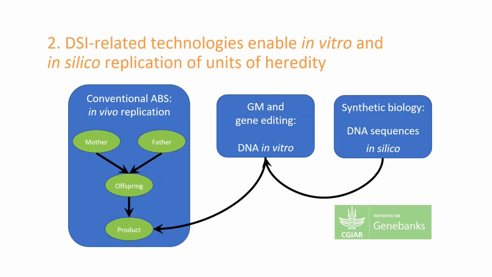Then we have in vitro and in silico replication of units of heredity. Here I'm referring to genetic modification and gene editing, which enable in vitro replication. And with synthetic biology, we can go a step further, replicating units of heredity on computer disks before recreating DNA and incorporating that into material products. Actually, I don't see this as a big problem because neither the CBD nor the treaty define units of heredity, nor do they restrict the processes by which units of heredity are replicated. Hence, it makes sense to acknowledge that they are within scope, and you don't need to amend the CBD or the treaty to bring them within scope. You just need appropriate policy.